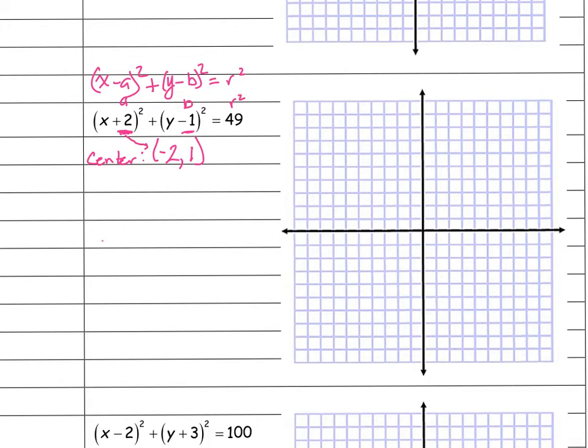Okay? And then I know that r² equals 49. So r, or my radius, is the square root of that.